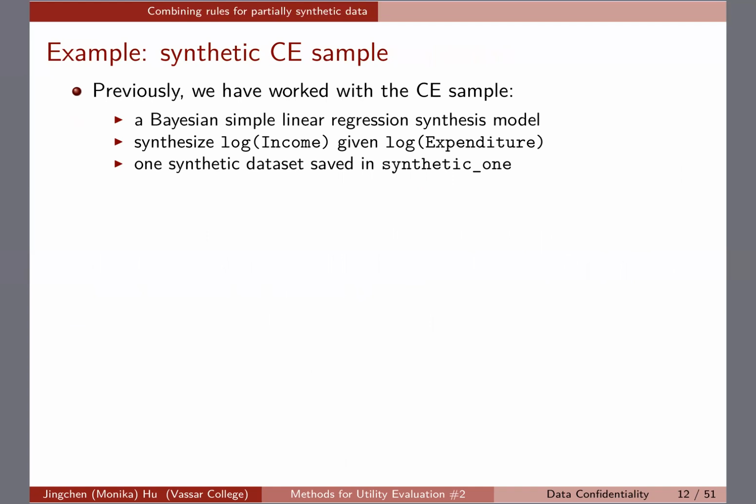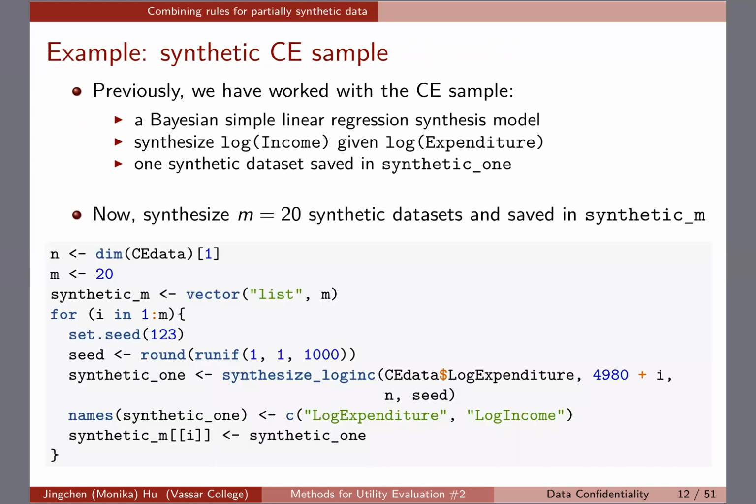We only have log income to be synthesized, and log expenditure has not changed. Okay, so we have the synthetic one where we saved the data set earlier. Now we're doing multiple synthetic data sets, right? M equals 20. I think that's what I asked you to do. So now I just wrote a loop, and I save every synthetic data set into one list of 20 elements, and each element is a data frame.